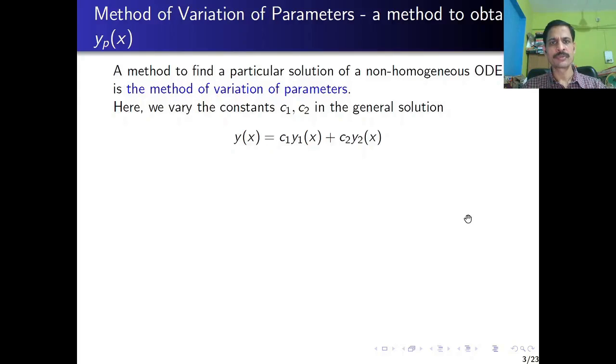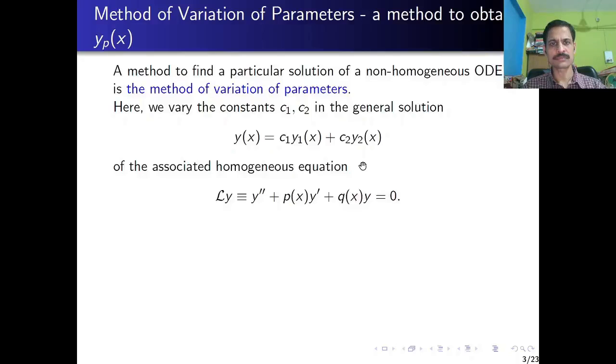Suppose y(x) = c1 y1(x) + c2 y2(x) is the solution of the associated homogeneous ODE of a non-homogeneous ODE. By that I mean that y1 and y2 are two linearly independent solutions of the associated homogeneous ODE. Let the homogeneous ODE be Ly = y'' + p(x) y' + q(x) y = 0.